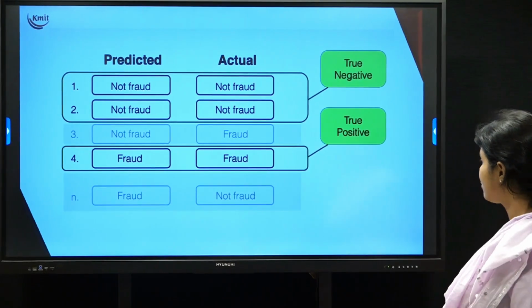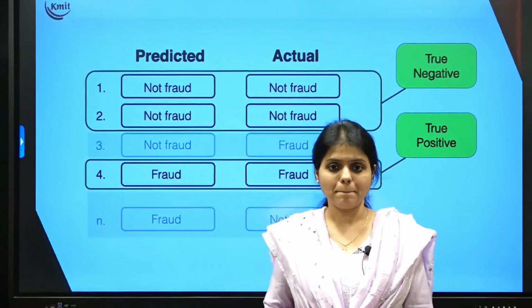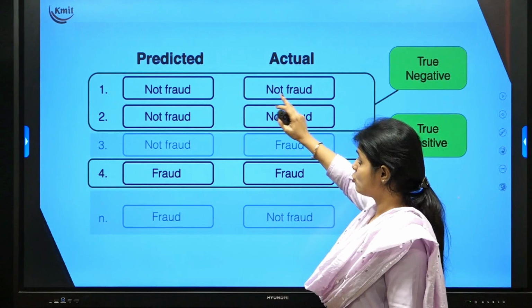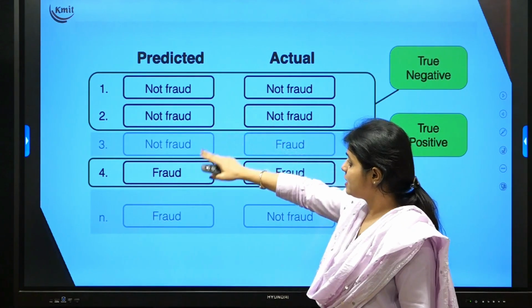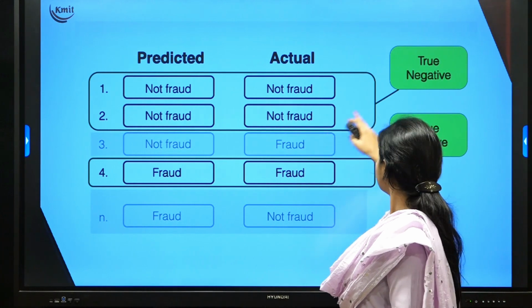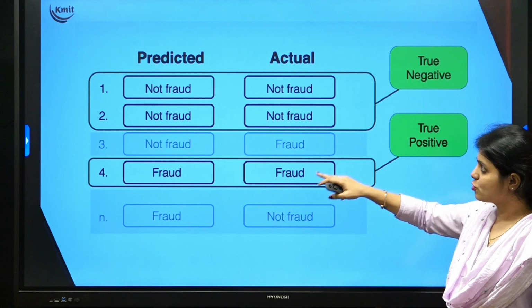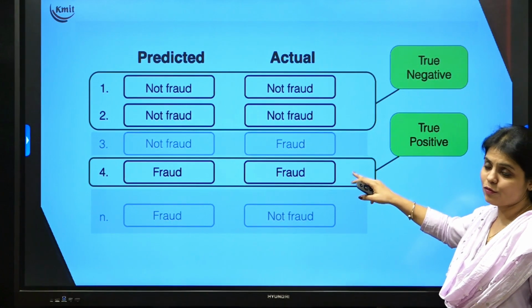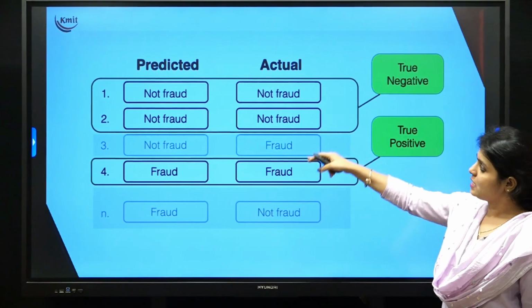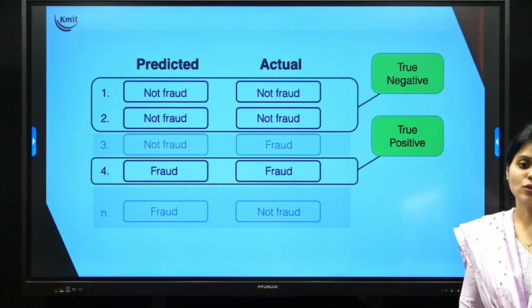Now, suppose we talk about SMS spam or fraud. Actually it is not fraud, prediction is also not fraud. Actually it is fraud, prediction is also fraud. So in these cases, we call them true positive or true negative. It is fraud, the prediction is also fraud, hence we call it true positive. Here actually it is not fraud, prediction is also not fraud, hence we call it true negative.